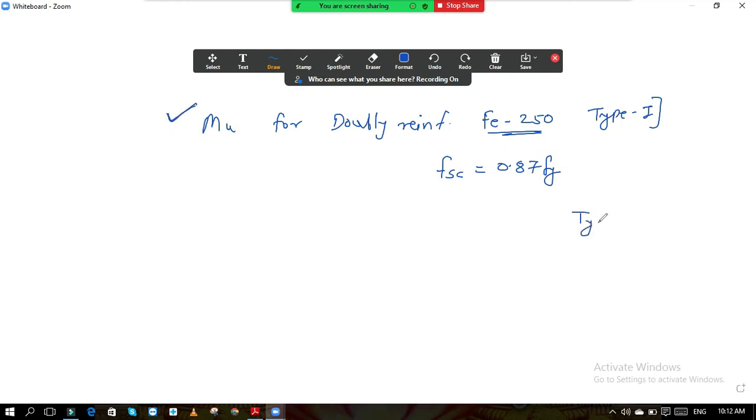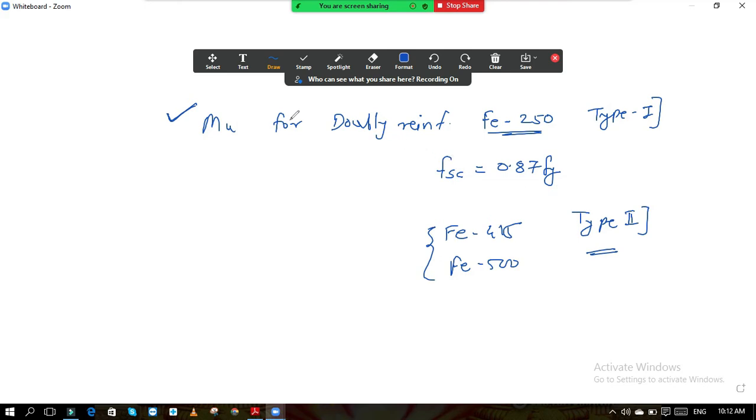Now we will look at the type 2 problem. The problem will be the same, a doubly reinforced section. The only change is that Fe415 or Fe500 is given. Then how to solve this problem? This second type of problem we will see today, and then we will move to the next unit.